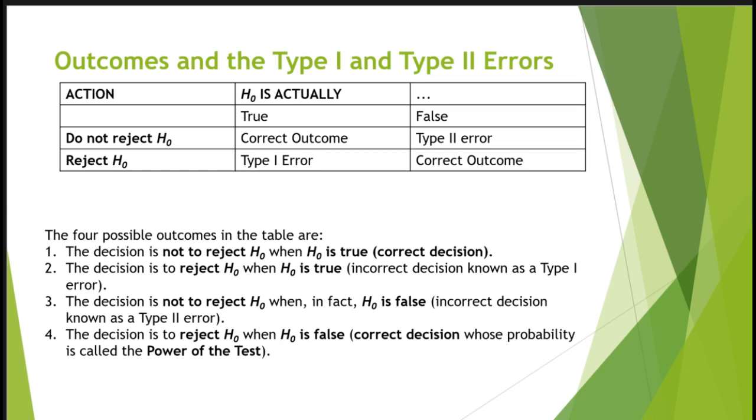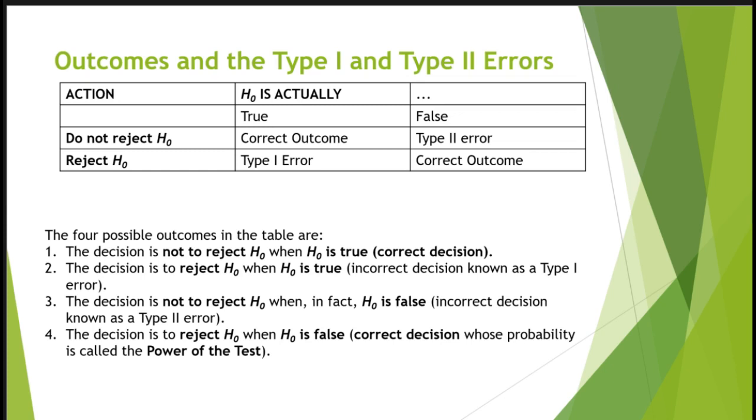And then lastly is the decision to reject the null hypothesis when the null hypothesis is false, and this is a correct decision whose probability is called the power of the test. So each of these errors occurs with a particular probability. There are Greek letters alpha and beta that represent the probabilities. Alpha represents the probability of a type 1 error, and that's the probability of rejecting the null hypothesis when the null hypothesis is in fact true.